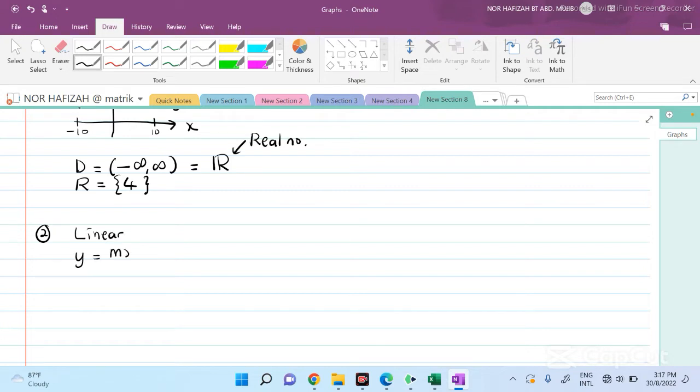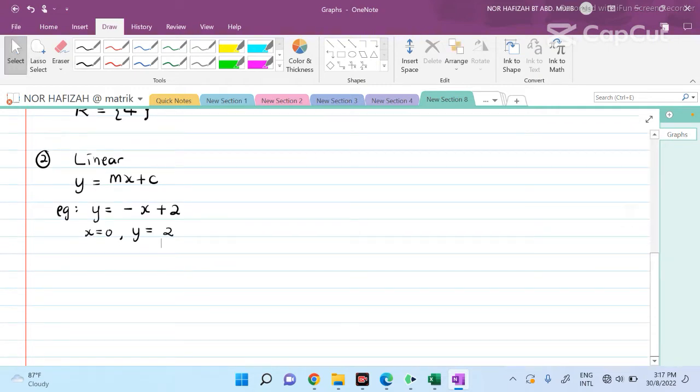y equals mx plus c. If your m is positive, the graph is the same as in your lecture notes. If your m is negative, for example y equals negative x plus 2, you substitute x with 0. What is the value of y? 2, isn't it? So it cuts the y axis at 2.